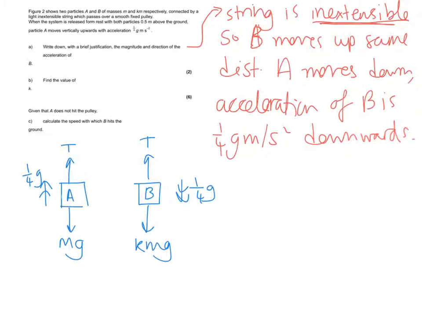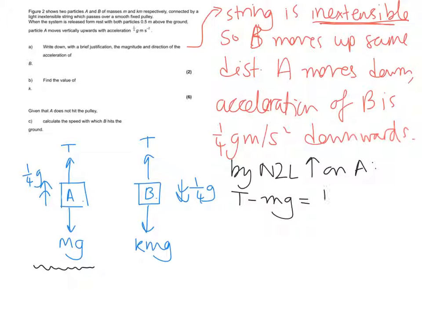The first thing we need to do for part B is to draw separate force diagrams for both of our particles A and B. And now from these we can apply N2L. By N2L, the direction is up because that's the direction it's accelerating in, on particle A. So the resultant force in the upwards direction is T minus mg, that's equal to a quarter g multiplied by the mass, which is m.